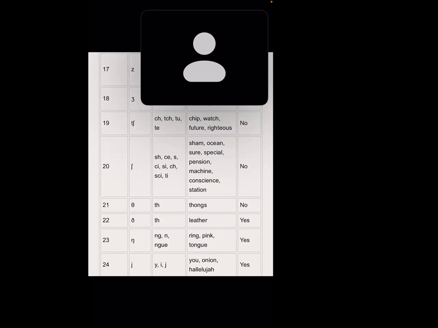Yes, I know that this is letter J and it might be confusing, but as far as phonetics is concerned, this letter is not J. It is pronounced as the sound Y. It is found in letters Y, I, and J in some words. You have onion, and then you have hallelujah. In hallelujah, the letter J is pronounced as Y. And yes, it is voiced.